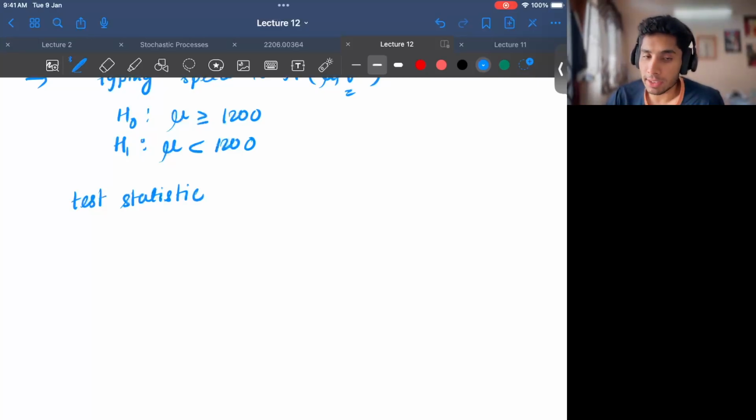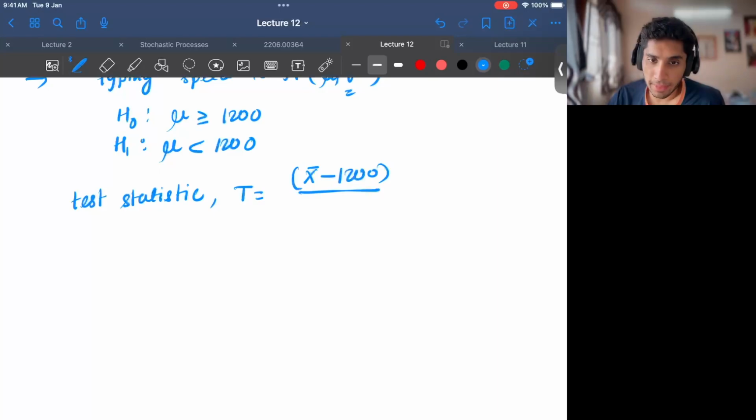When your population variance is unknown, the test statistic is denoted by T. It is actually this thing. You have your X bar again, minus 1200 upon S by root n.